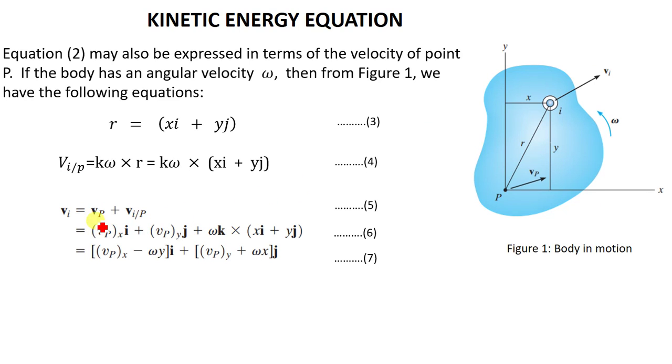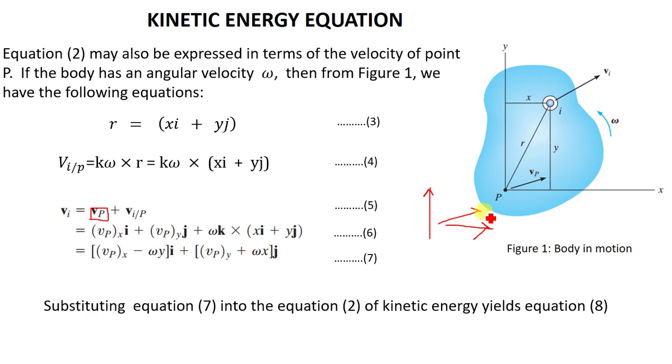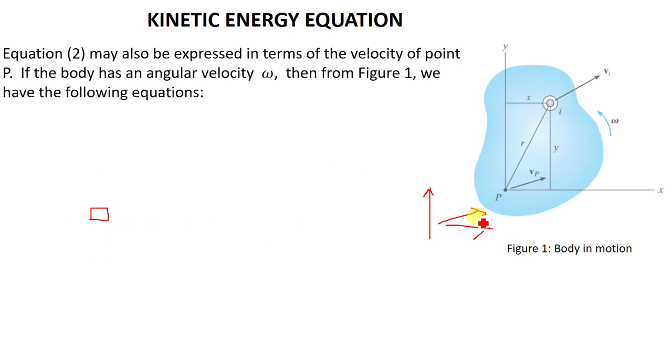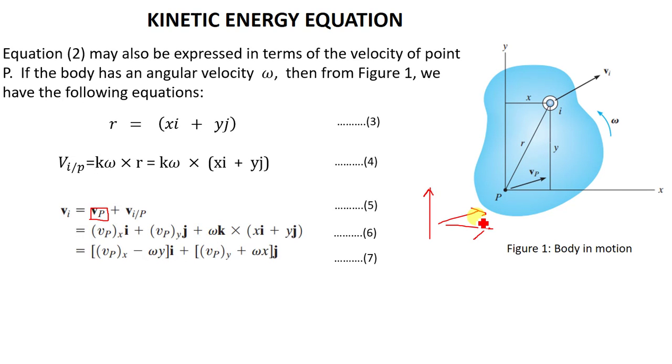And then from there we can express this vp in its components as well. You can see that this vp is not just in the x, it's also not just in the y, but it's somewhere like this, meaning it has both the x and the y components.